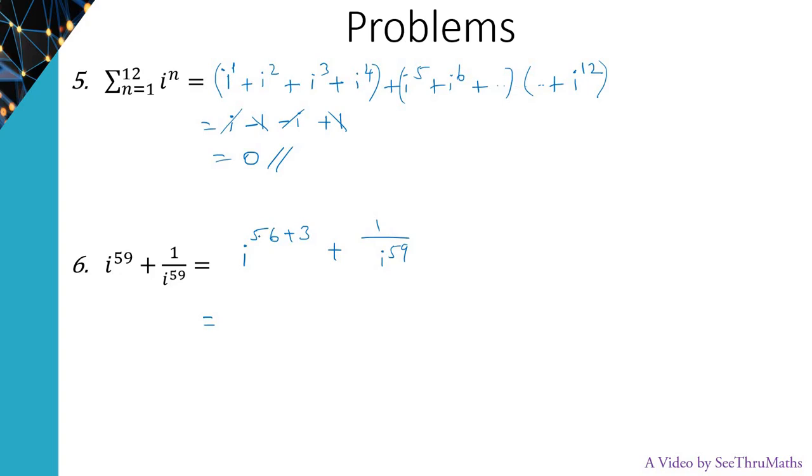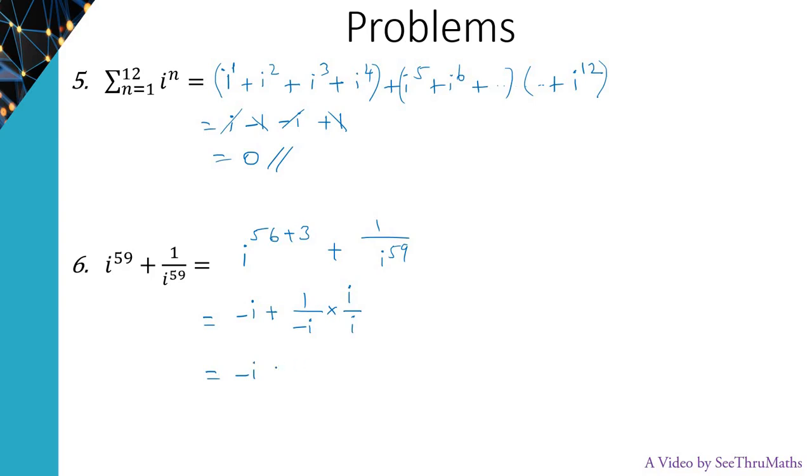56 is divisible by 4, so ignore i power 56. It is i power 3 only. I power 3 is minus i. So this is plus 1 divided by minus i. Now i is in the denominator. I want to take it to the numerator, or I want to take the LCM. Even if I take the LCM here, in the denominator I will get another i. So what I will do now is multiply and divide by i here, so that i power 2 will become minus 1. Here there is a minus also, so we want to do it carefully.